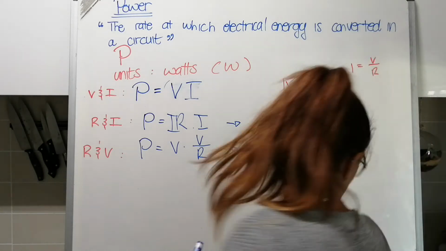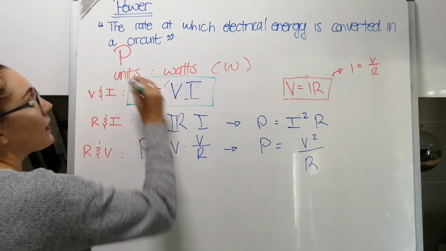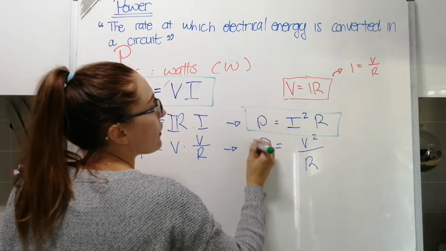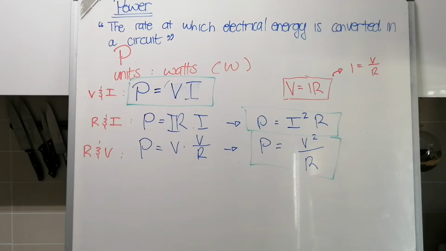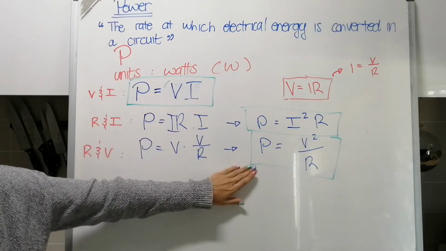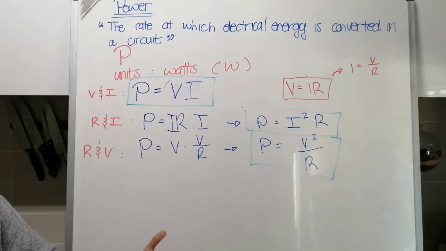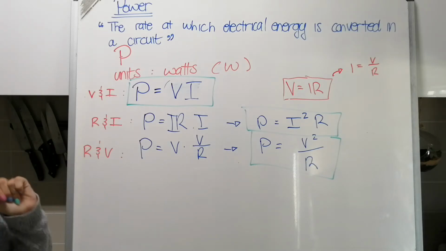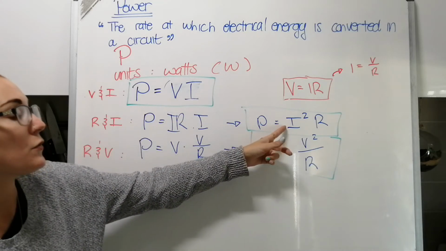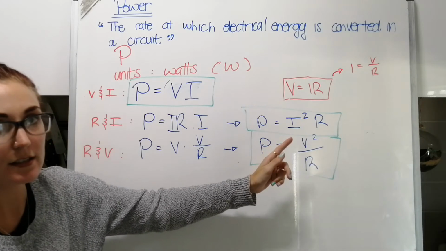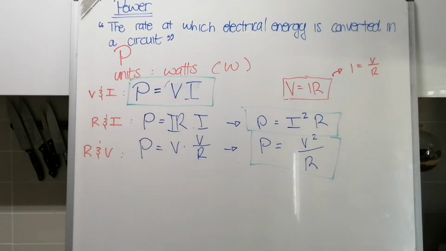These, 1, 2, 3, are your three main formulae for power, and you use the formula depending on what you know. So if they ask you to determine the power through a certain component and you know only the resistance and the current, you're going to use the formula that has resistance and current in it. Okay, so that's power.